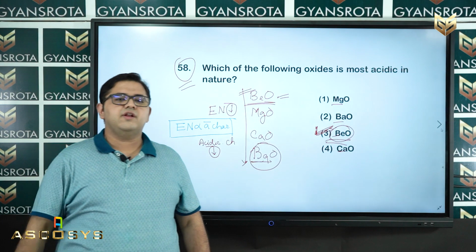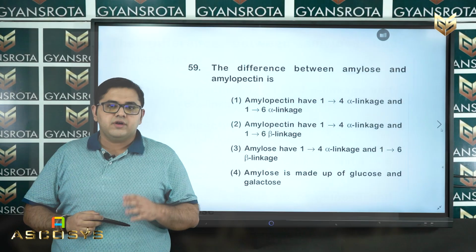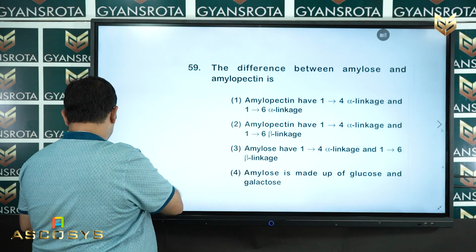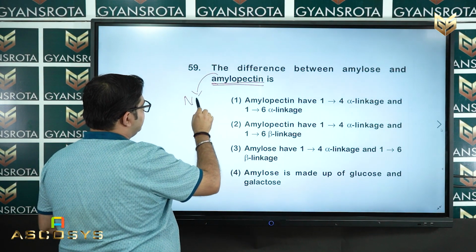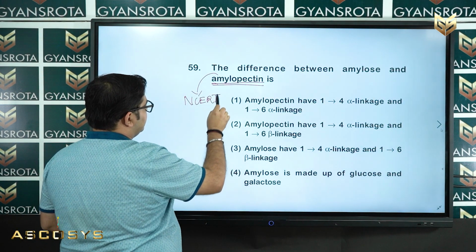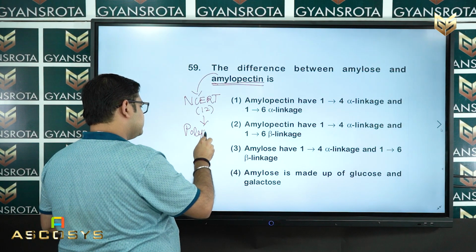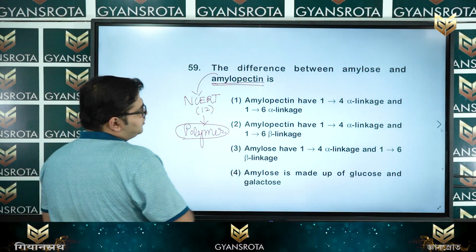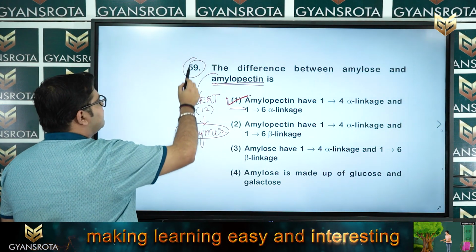Next we are moving to another question, question number 59. The difference between amylose and amylopectin is... Now we are moving to the solution part. This is a direct question from your NCERT class 12, and the chapter name is polymer. Which one is the correct option, my dear students? Option number 1 is the correct option of question number 59.